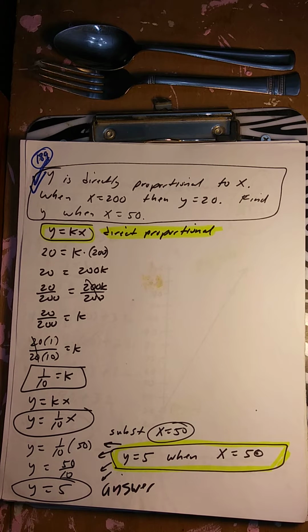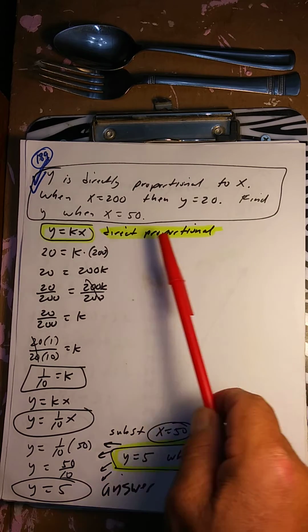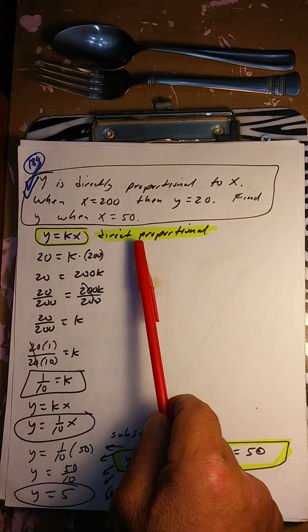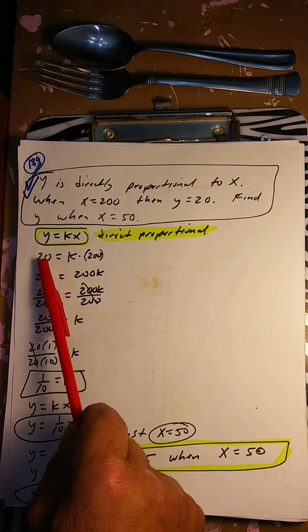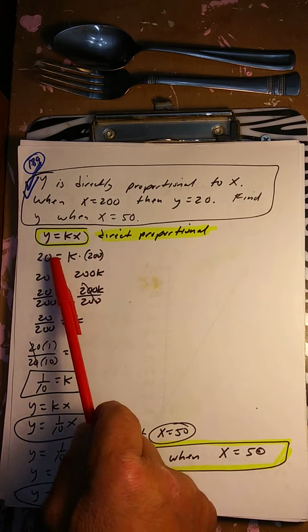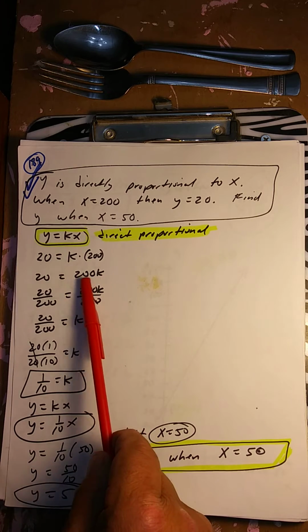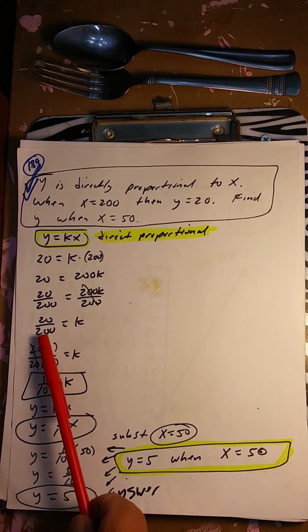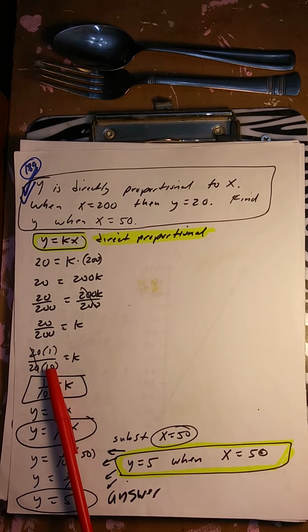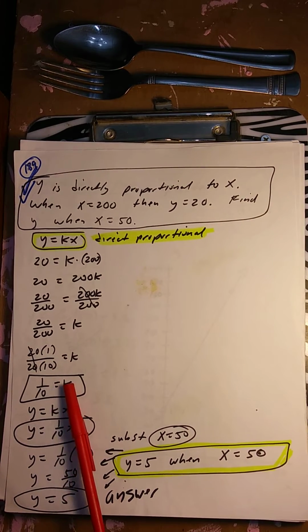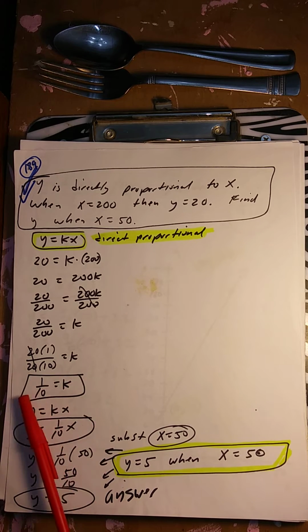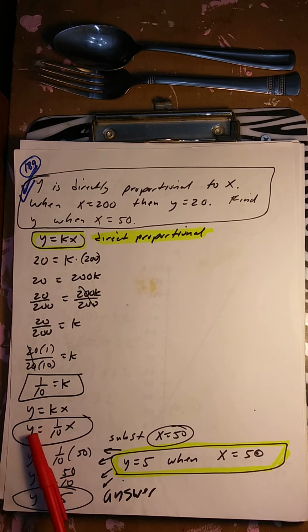Y is directly proportional to x. When x equals 200, y is 20. Find y when x is 50. So y equals kx is direct proportion. Now 20 equals k times 200 by substitution. So we have 200k equals 20, divided by 200 on both sides. We have 20 over 200, which cancels to 1 tenth. So k is 1 tenth. We know that's the constant. So now we have y equals kx, or y equals 1 tenth x.